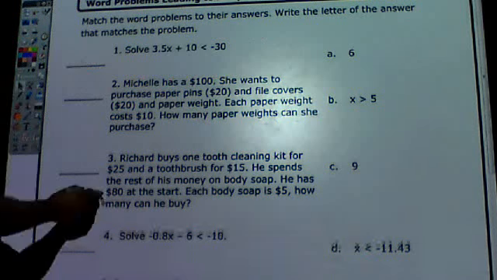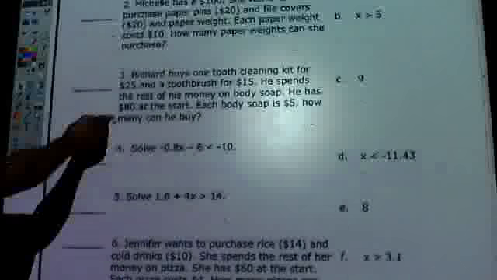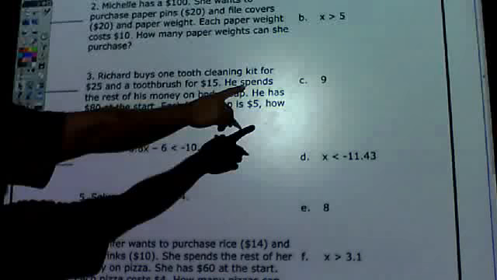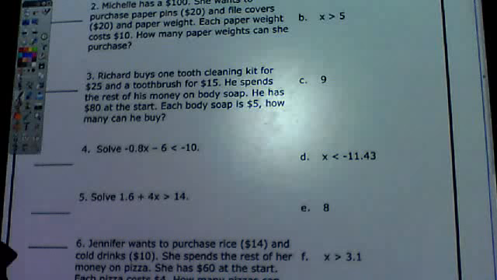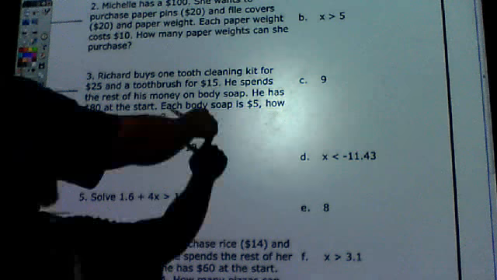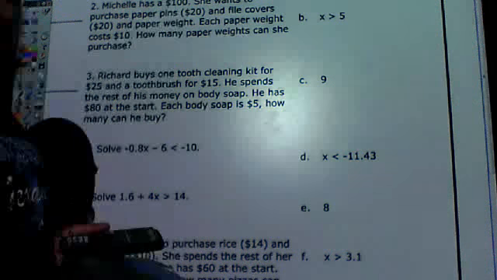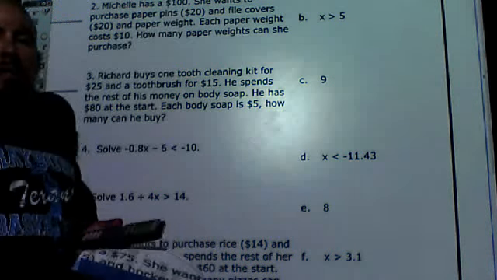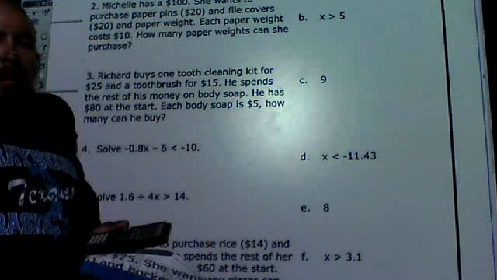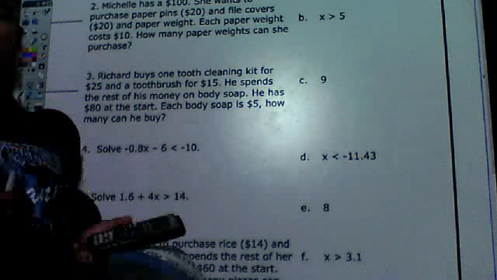I'm going to lift this up a little bit, and I will probably do my work somewhere on that side. Number two says Michelle has $100. She wants to purchase paper pens, which are $20, and file covers, $20, and paper weight. Each paper weight costs $10. How many paper weights can she purchase? Okay. Well, she has $100. I have to ask myself, can I use all of that $100? Yes. Can I go over that $100? No, because I won't have any more money.